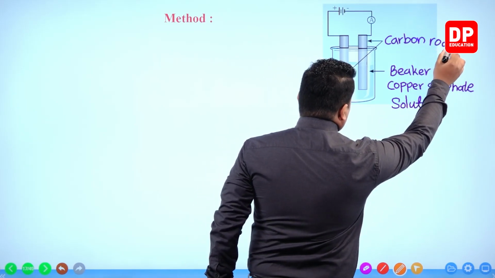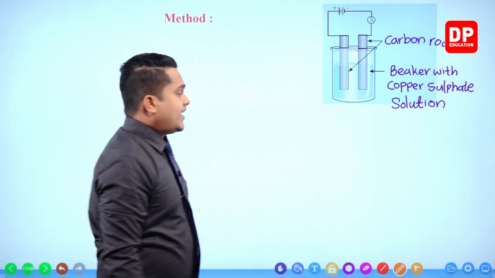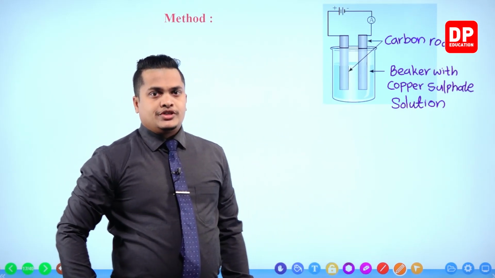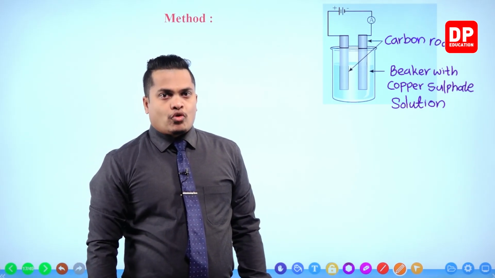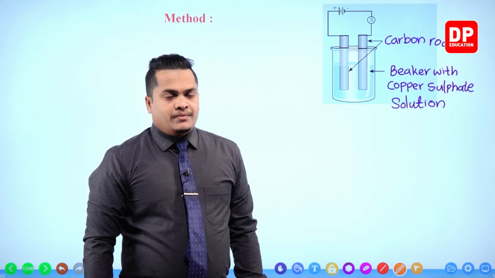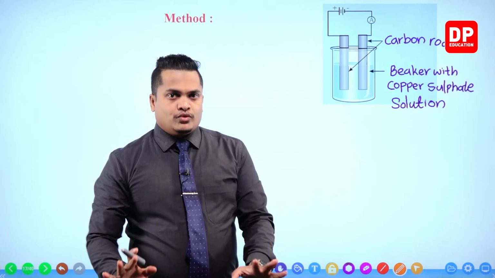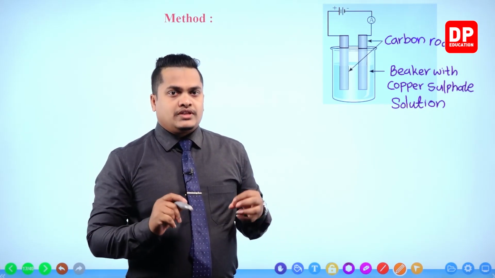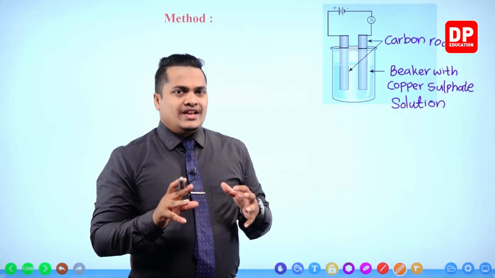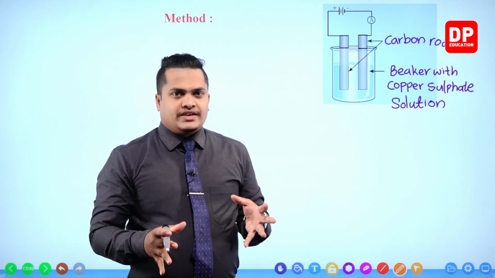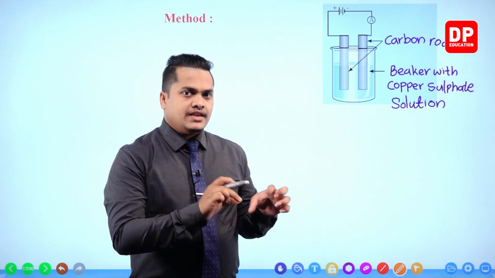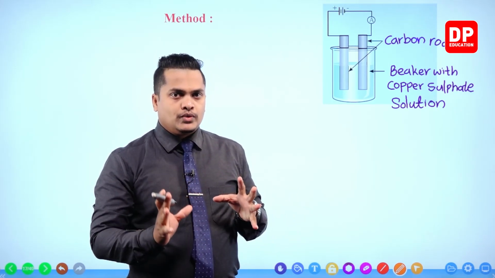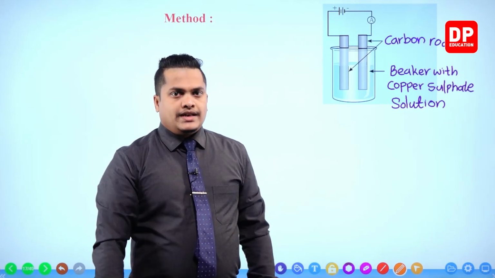These carbon rods, which provide electricity to the solution, are referred to as electrodes, my dear children. We'll be studying these when you go further with the lesson. In simple terms, electrodes are the ones that can be placed into the liquid or into the electrolyte to provide electricity.